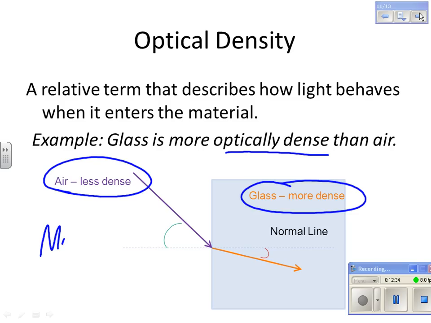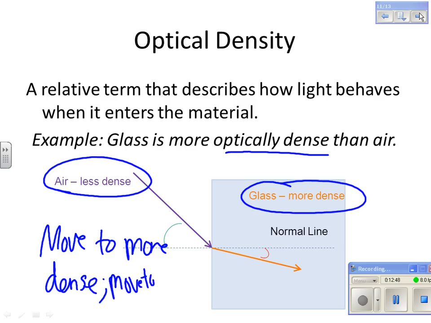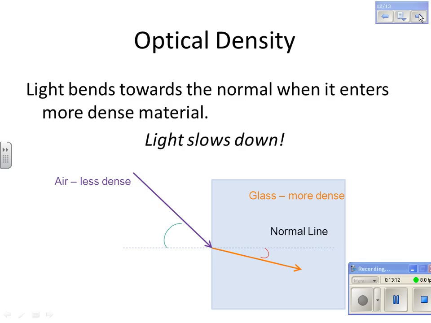if you move to more dense, then that means you will move towards the normal. Now that's depicted here, but I just want to make sure I said it too. So take a second. Once again, you're going to need to pause it and draw that picture. If it goes from less dense to more dense, it's going to bend towards the normal. Hopefully you can tell that the angle's gotten smaller there. So light bends towards the normal when it enters more dense material.